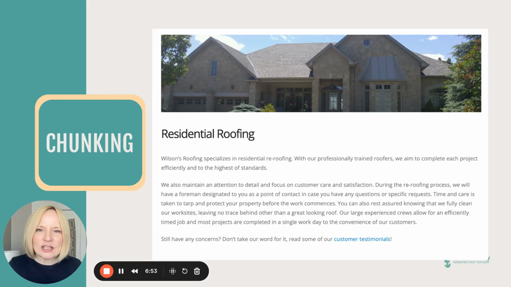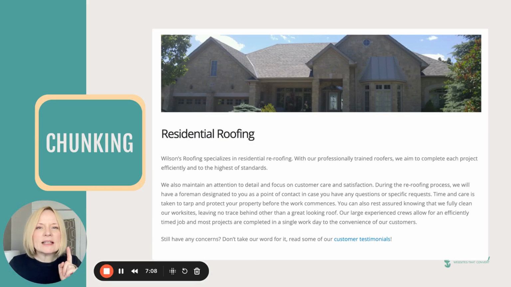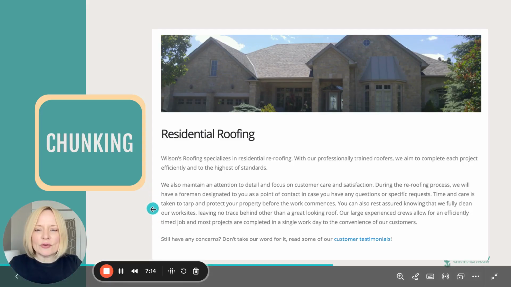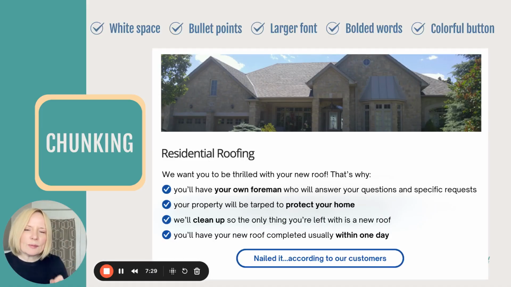So if we look at this residential roof, a part of their services page where they're talking about residential roofing, there's a ton of words here. And I can tell you right now, most of your visitors will not read through every single word here. In fact, that would be a real unfortunate thing because they have several pieces of great information in this paragraph right here that is completely being overlooked. So this is what we're going to do instead, to chunk it, to grab people's attention so they understand why they should choose you. What about if we did this?